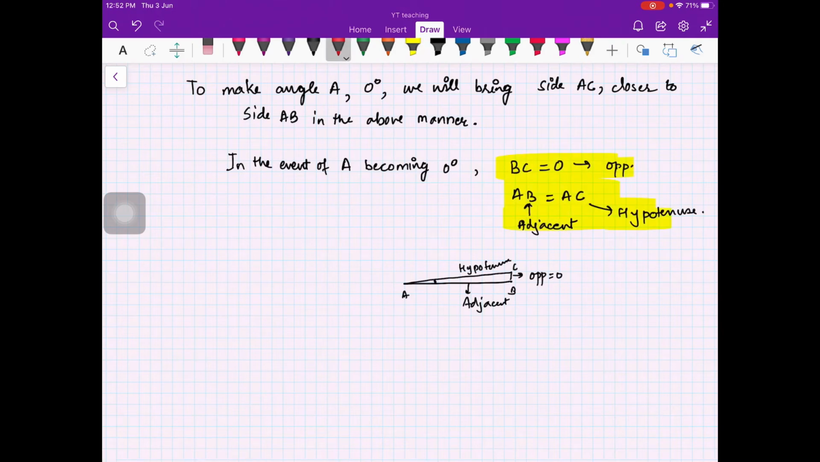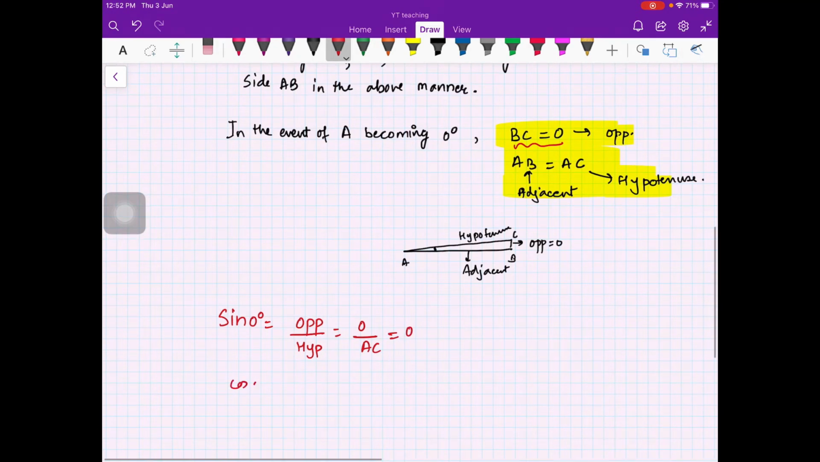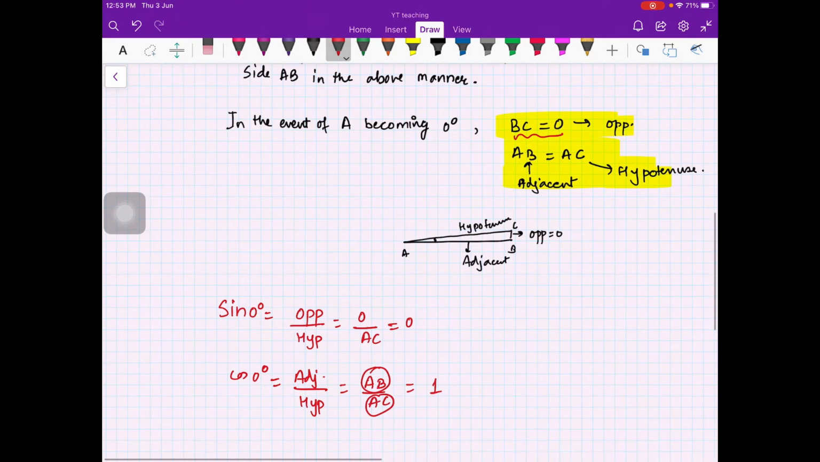Now you can write sine 0 degree. That will be opposite upon hypotenuse, which is BC upon AC, and BC is 0, so that is 0. Now cos 0 degree is adjacent upon hypotenuse. This is AB upon AC, but AB and AC are equal, so this is 1. Now tan of 0 degree will be opposite upon adjacent. Opposite is 0, adjacent is AB, so this is 0.